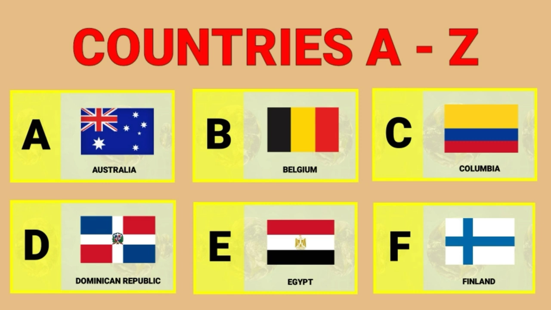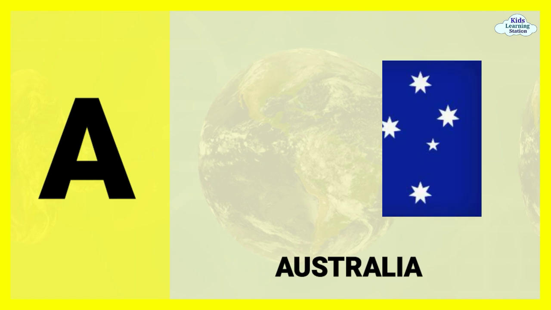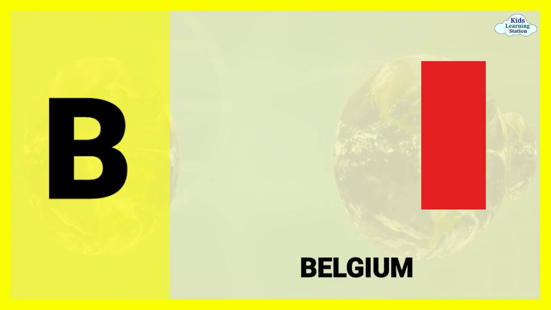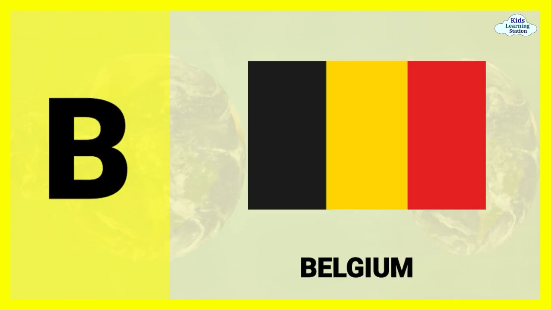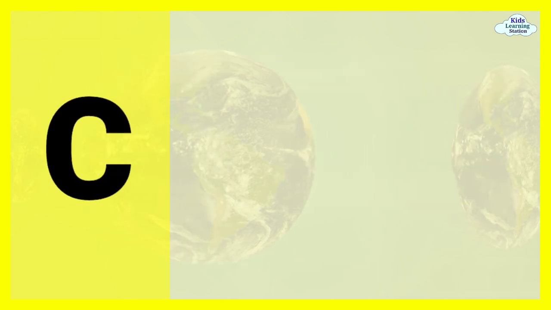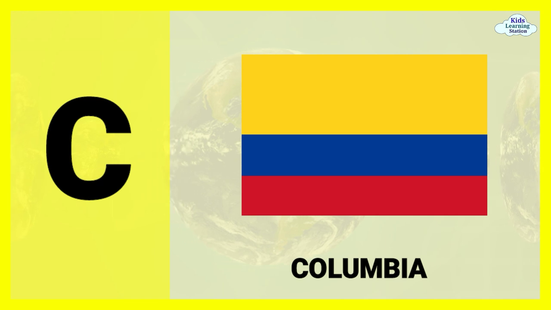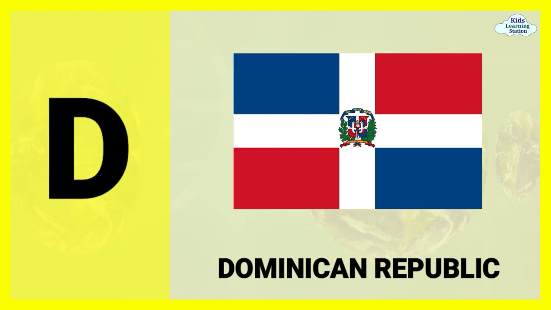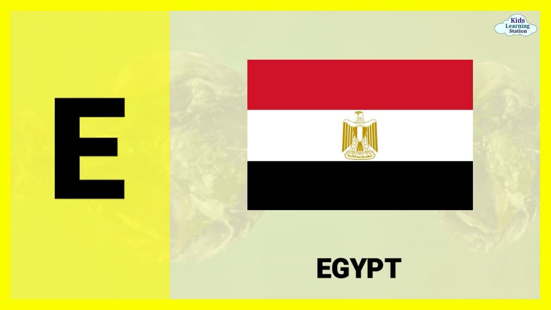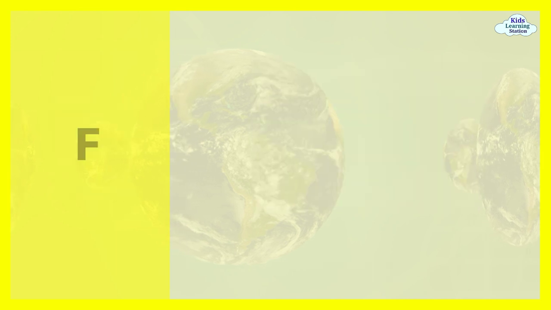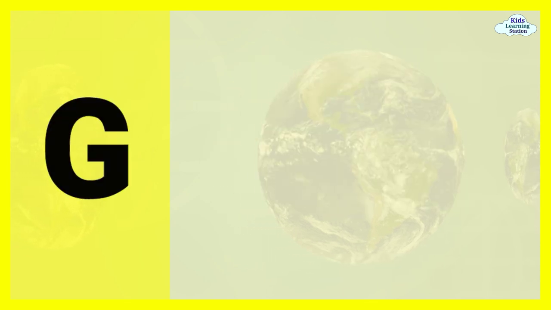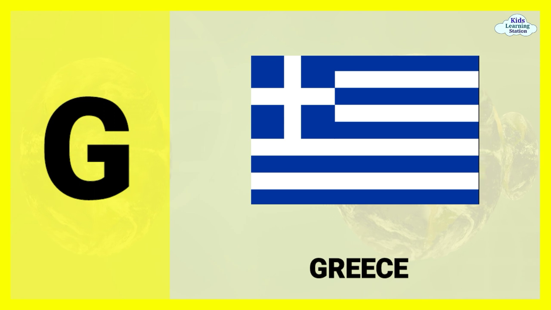Countries A to Z. A is for Australia. Australia. B is for Belgium. Belgium. C is for Colombia. Colombia. D is for Dominican Republic. Dominican Republic. E is for Egypt. Egypt. F is for Finland. Finland. G is for Greece. Greece.